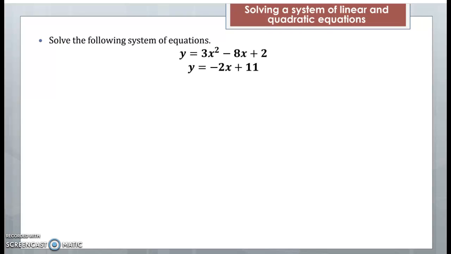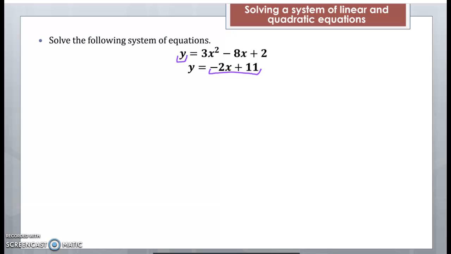Hey everybody, in this video we're going to talk about solving a system of linear and quadratic equations. Now one thing I want to point out here is we have two equations where y equals something. We don't have y squared equals something, which means, let's take a look at the second one. We have y equals negative 2x plus 11.